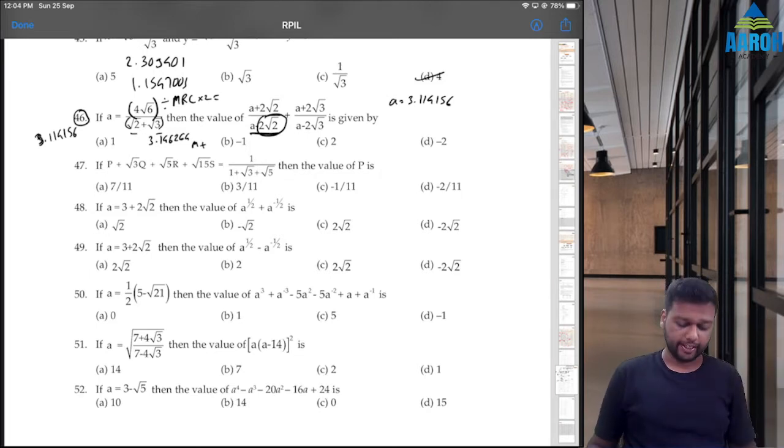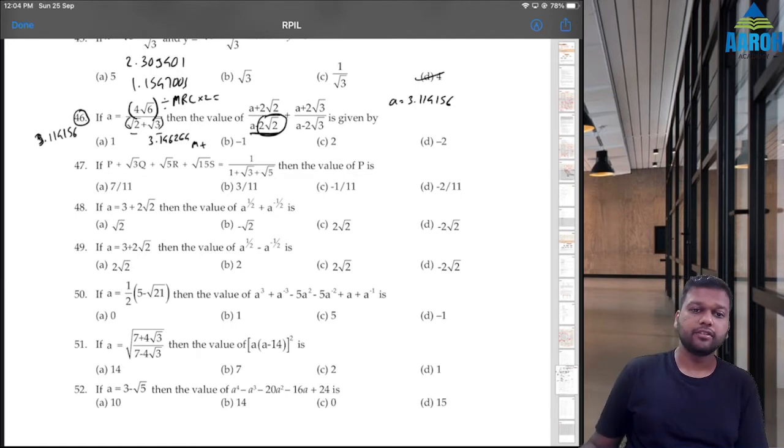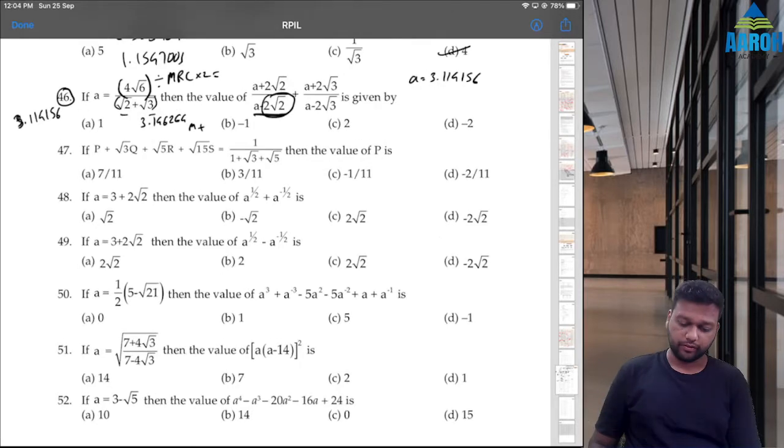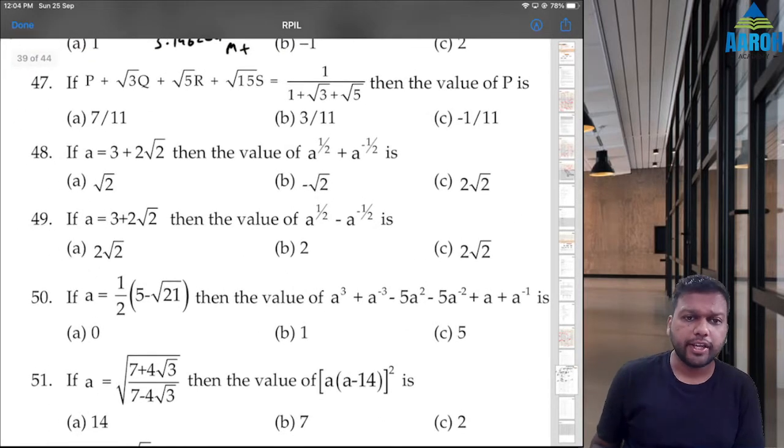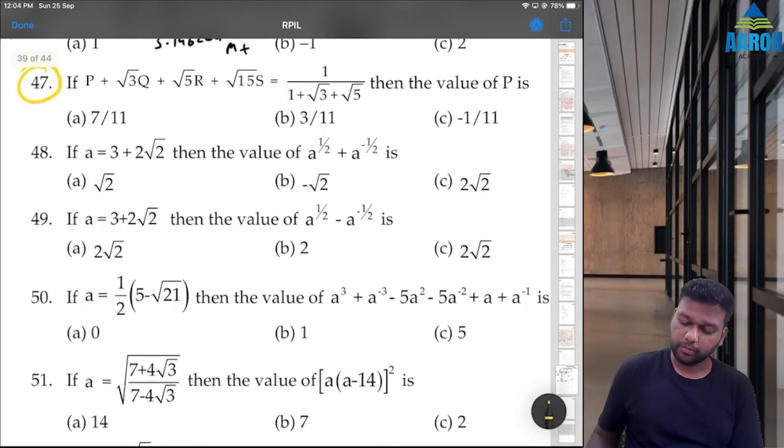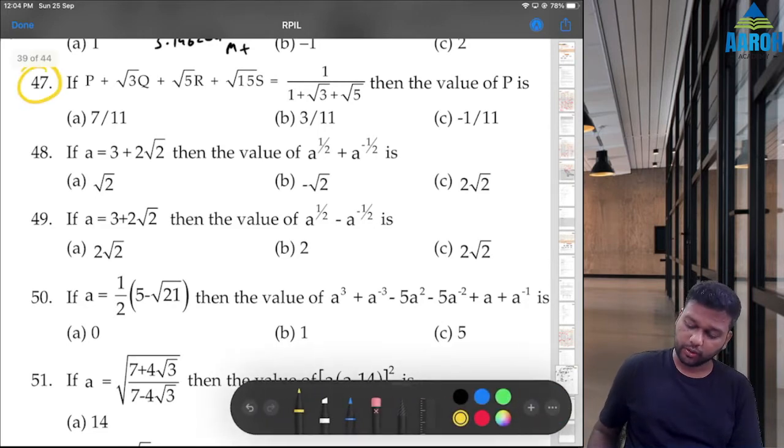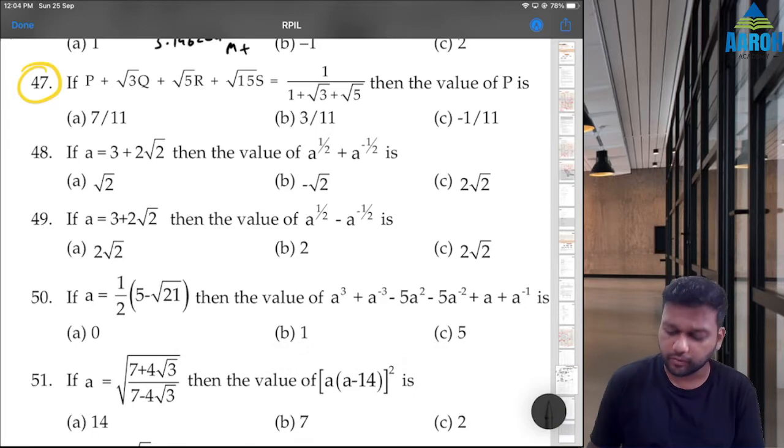So let's try that. Okay, question 47 is the lengthiest question of this entire exercise because we have to solve it. There is no shortcut here. So let's try to solve. If p plus root 3q plus root 5r plus root 15s is equal to 1 upon 1 plus root 3 plus root 5, then what is the value of p?